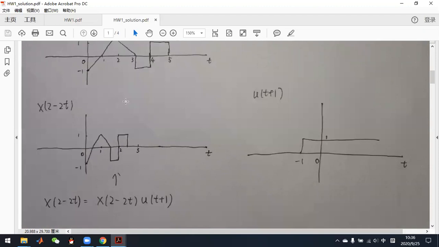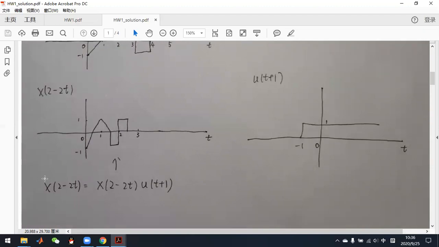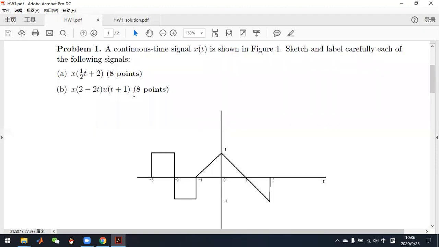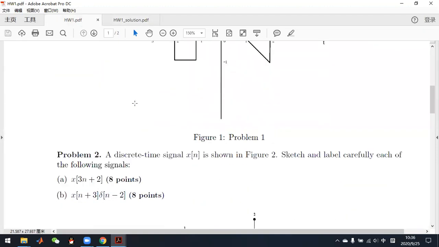Next, we multiply the two signals together, and so we can see that x of 2 minus 2t times u of t plus 1 is just equal to x of 2 minus 2t. So the final answer of this equation is just this figure. And this is problem one.